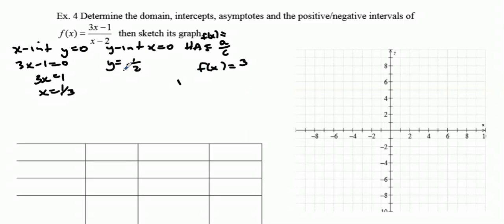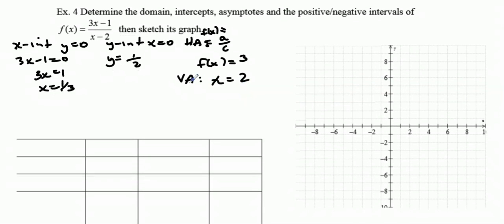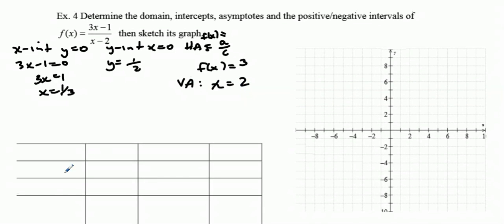Vertical asymptotes occur where x, in this case, is equal to 2. Right? Okay. Positive and negative intervals. I'm going to create those positive and negative intervals down here, and then we'll talk about the domain. Well, we can talk about the domain now.